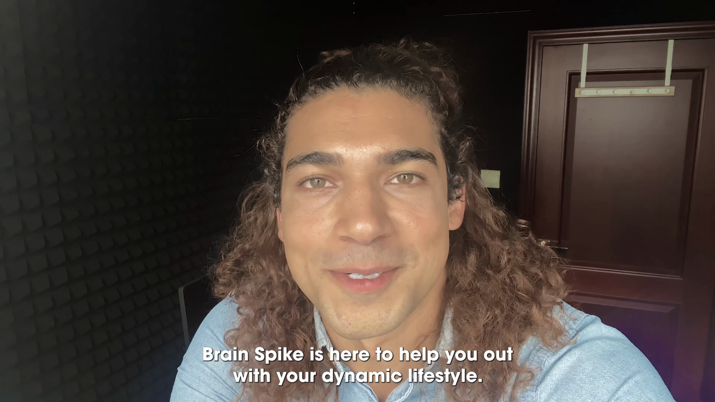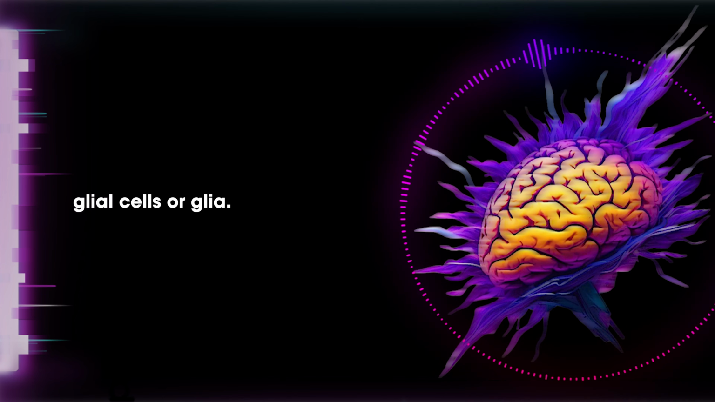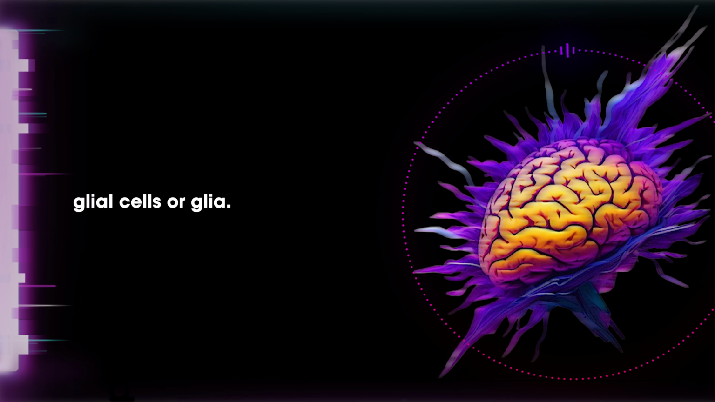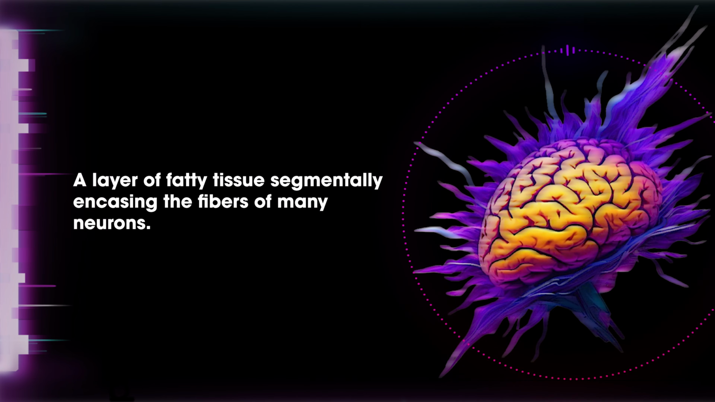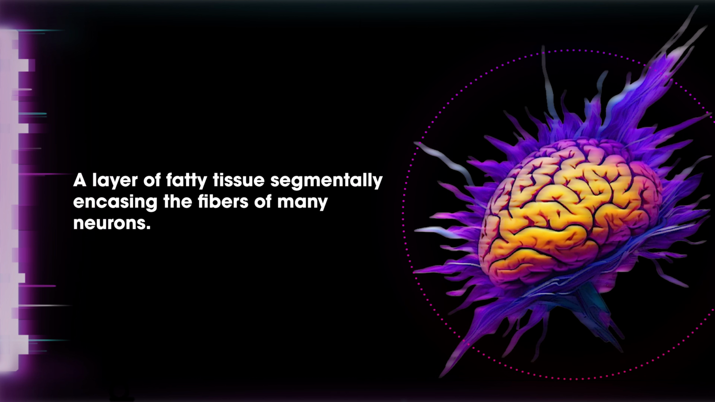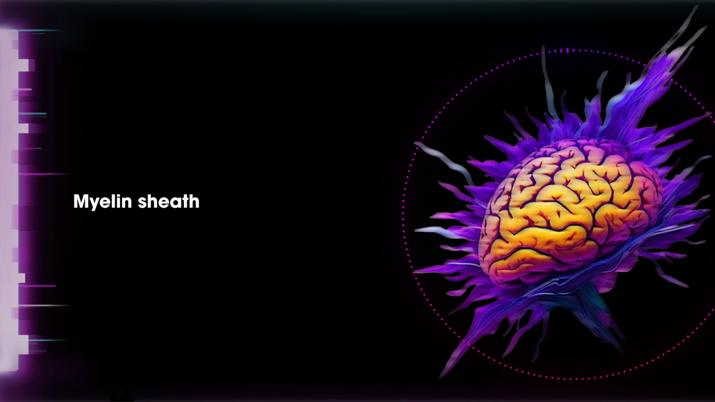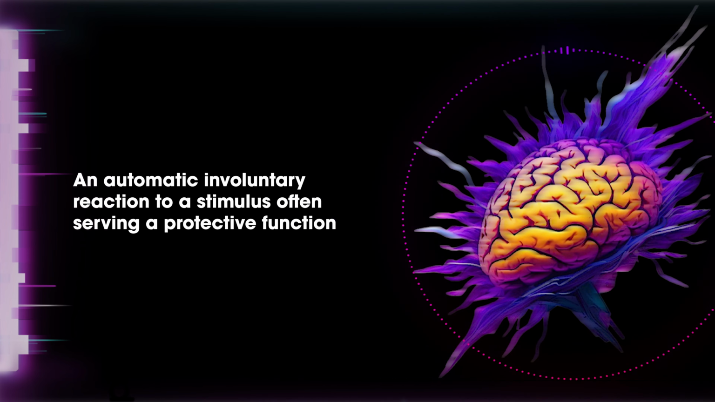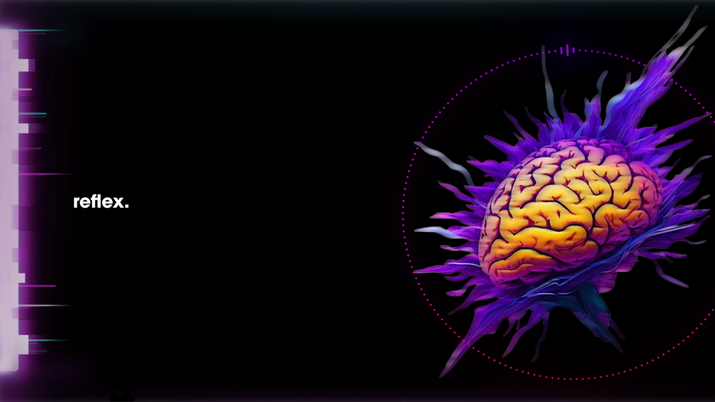Supporting cells' responses and structures. These support and nourish neurons, remove waste, and enhance the speed and efficacy of neurotransmission. Glial cells, or glia. A layer of fatty tissue, segmentally encasing the fibers of many neurons. Myelin sheath. An automatic, involuntary reaction to a stimulus, often serving a protective function. Reflex.